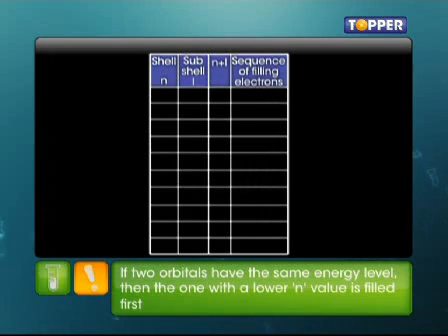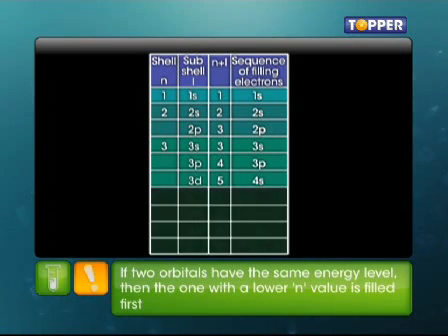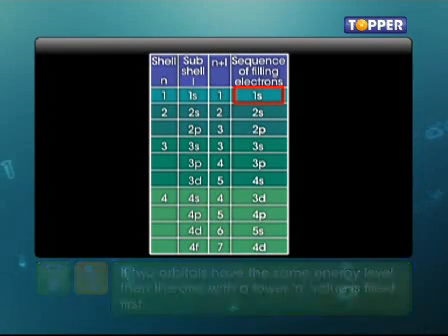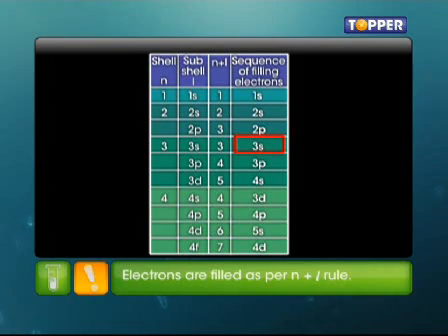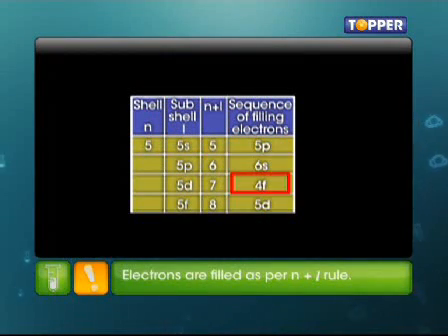Electrons are filled in the lower energy levels first, and if 2 orbitals have the same energy level, then the one with the lower n value is filled first. Take a refresher look at the sequence of filling electrons in orbitals: 1s, 2s, 2p, 3s, 3p, 4s, 3d, 4p, 5s, 4d, 5p, 6s, 4f, 5d.